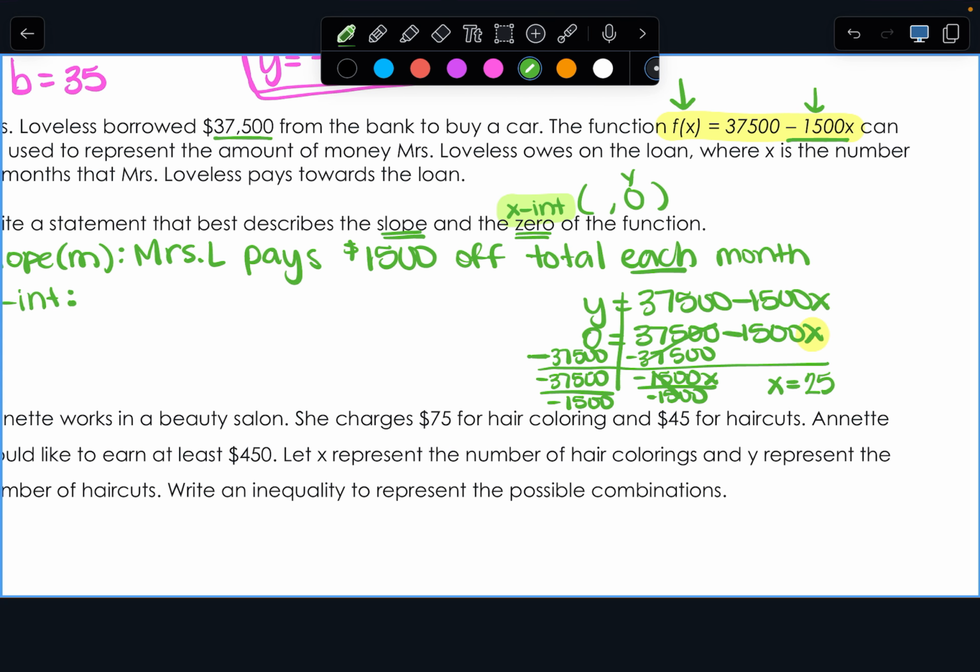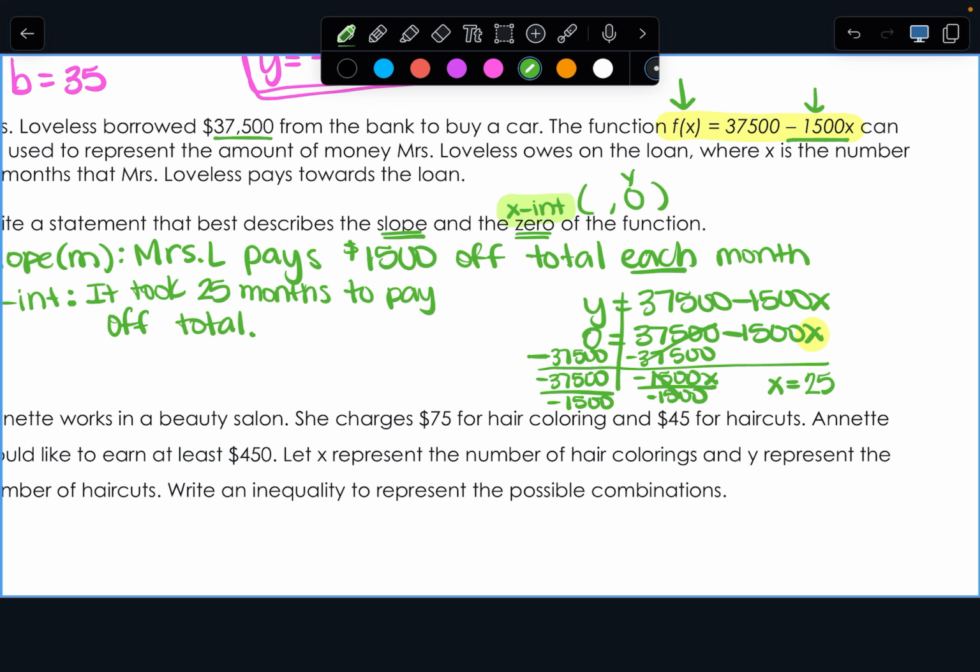It would take you 25 months, over a year, to pay off. That's 2 years and 1 month. To do what? To pay off the total loan, the car. Hold on, I'll show you a graph so you can visually see that. It took 25 months for Miss Lovelace to pay off the total.